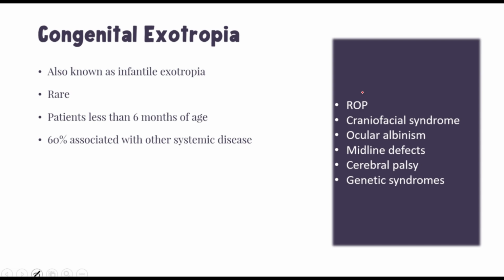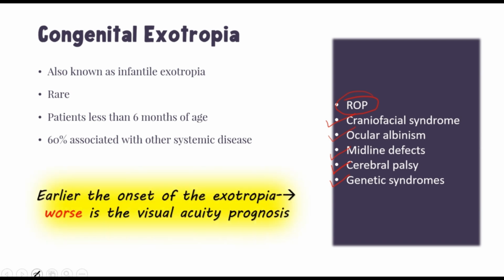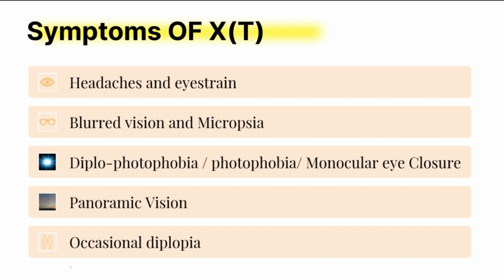These can be retinopathy of prematurity, craniofacial syndromes, ocular albinism, any midline defects, cerebral palsy, and genetic syndromes. Why is it important? It's important because the earlier the onset of exotropia, the worse the visual acuity prognosis. So, what I mean to say is, patients who have congenital or infantile exotropia usually will not do so well even after surgery.